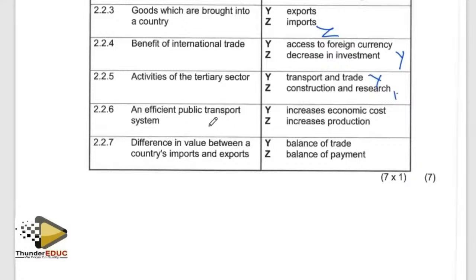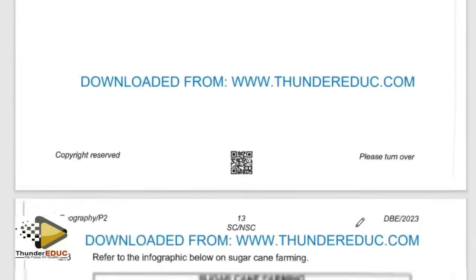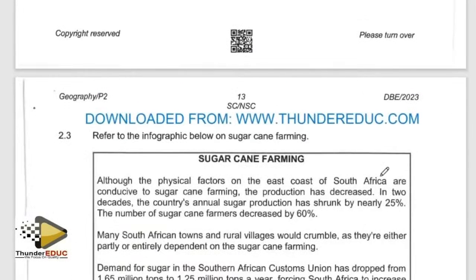2.6, an efficient public transport system. Does an efficient public transport system increase economic cost or increase production? Does it increase economic cost? No. If it is efficient, why would it increase economic cost? Obviously, it will increase production. The difference in the value between the country's imports and exports is the balance of trade, which concerns the country's imports and exports, not what you pay for those imports, but what is coming in.